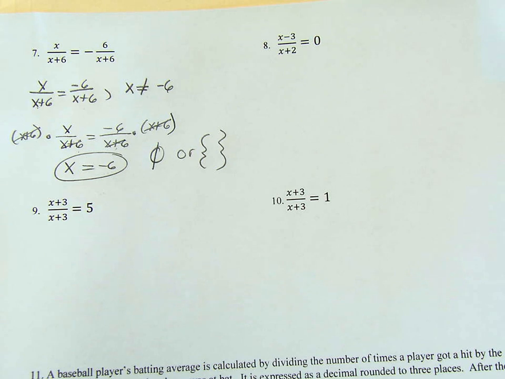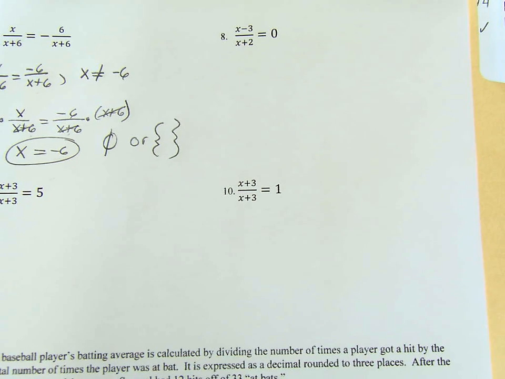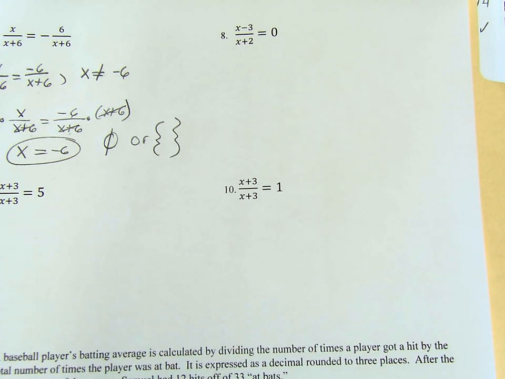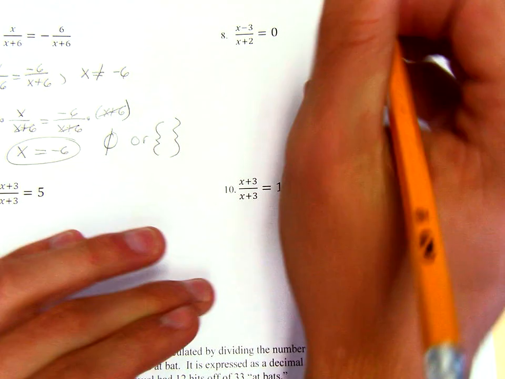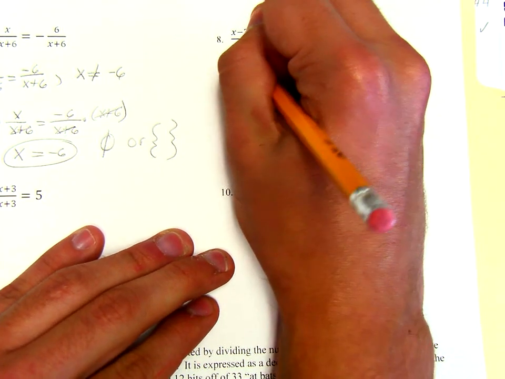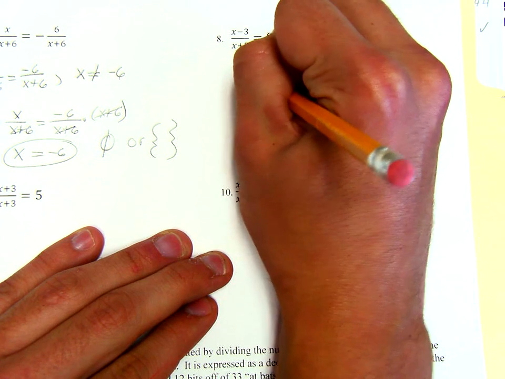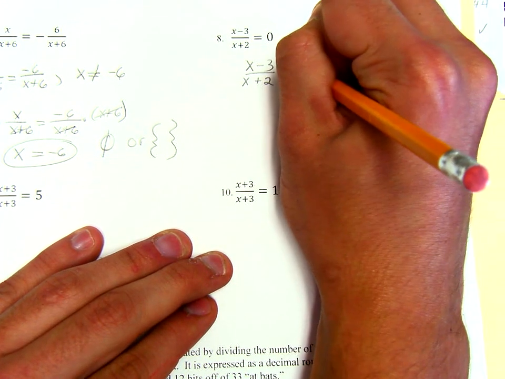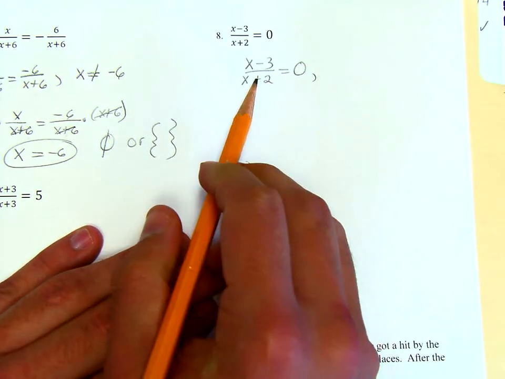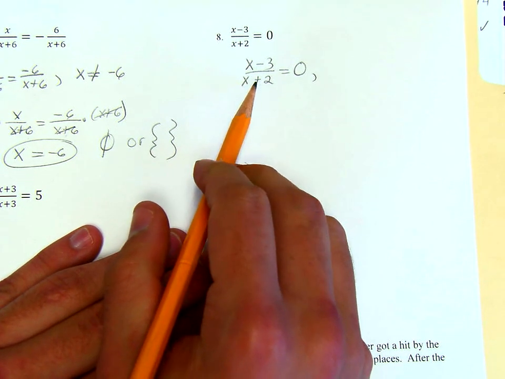For number 8, we have x minus 3 divided by x plus 2 is equal to 0. So I'm just going to rewrite our original equation. X minus 3 divided by x plus 2 is equal to 0. And then looking at this denominator, we have x plus 2, so x cannot be equal to negative 2.